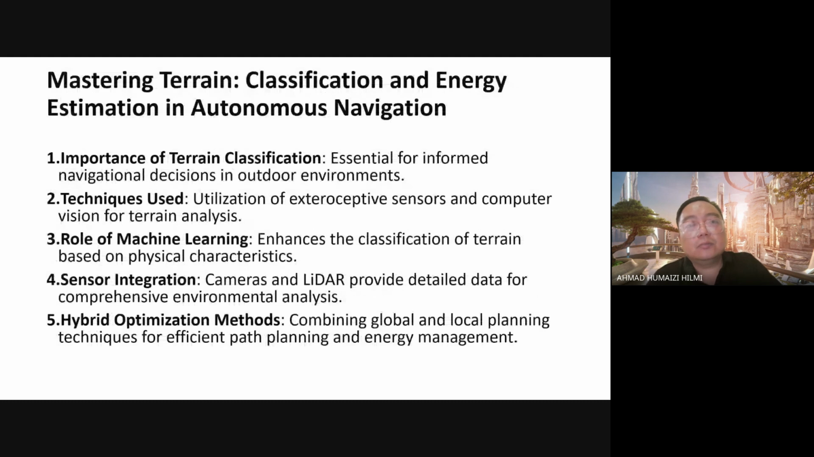Okay, so mastering terrain classification and energy estimation in autonomous navigation. The importance of terrain classification is that it is essential for informed navigational decisions in outdoor environments. Techniques used are the utilization of exteroceptive sensors and computer vision. The role of machine learning enhances classification of terrain. For sensor integration, they use cameras and lidar.